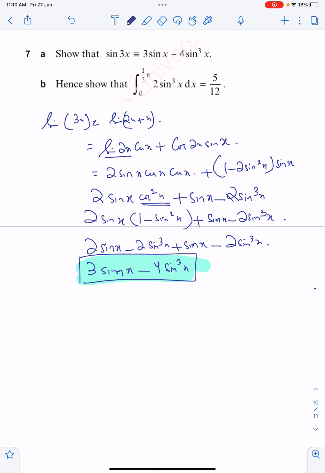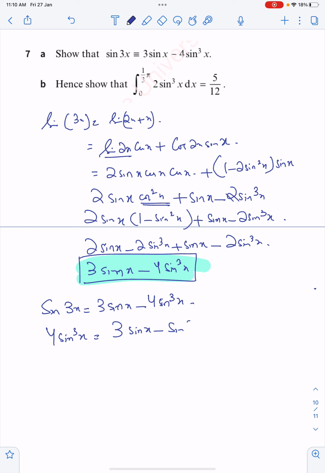Okay, let's start from here only. Sine 3x equals 3 sine x minus 4 sine cube x. If I make sine cube x the subject from here, 4 sine cube x equals 3 sine x minus sine of 3x.